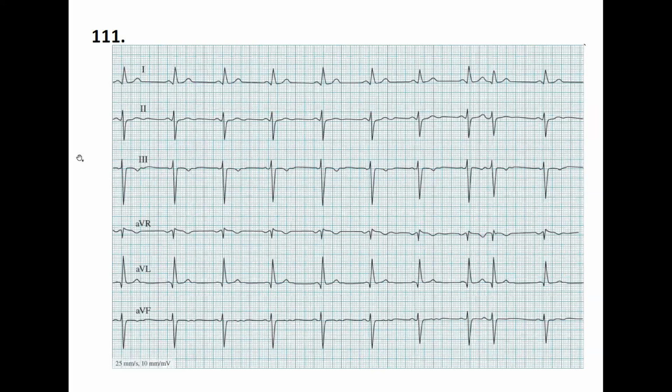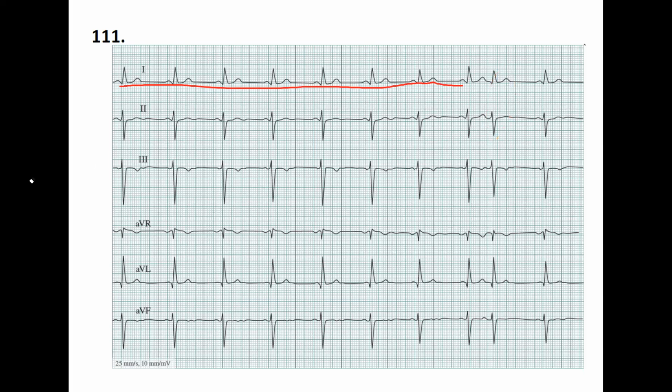111. Rhythmic? Yes. Well, you are very good because this part is rhythmic. However, here you do see something else. So this is mostly rhythmic, but there is a premature beat coming here. But I will assume that it is mostly rhythmic.